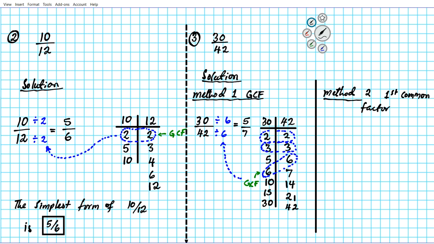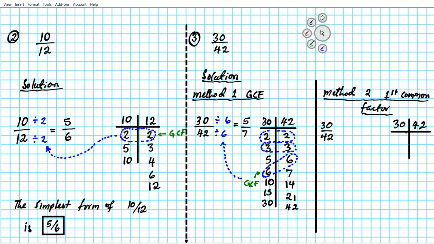Okay? So we're trying to find out the first number that goes into both of the numbers. So we have 30 divided by 42, and then we have the numbers 30 and 42. The goal here is to find the first number that goes into both of them. If you look at the two numbers, you notice that they're both even numbers.